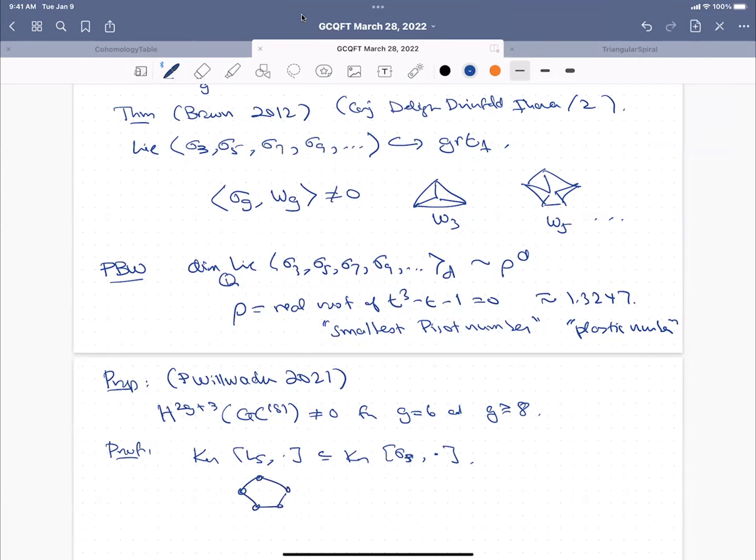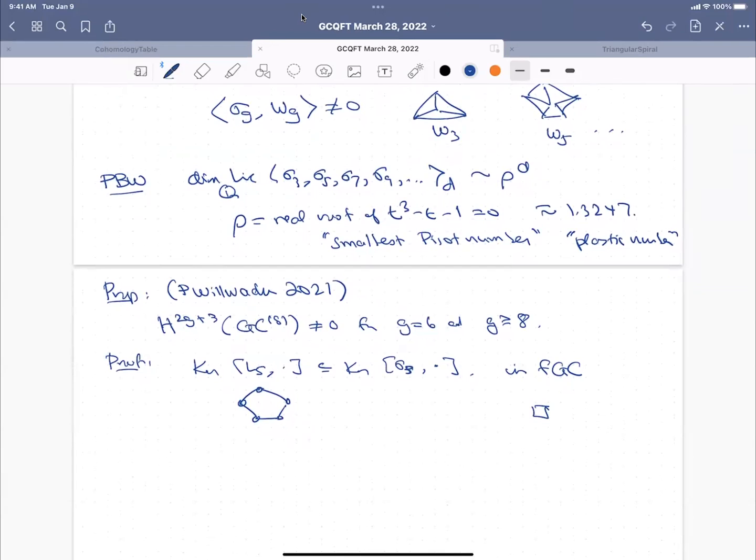A loop of length 5. Right, so this is, okay. So there are some versions of the graph complex that include these loops. There are some versions that don't, so maybe this is in like FGC. Okay.